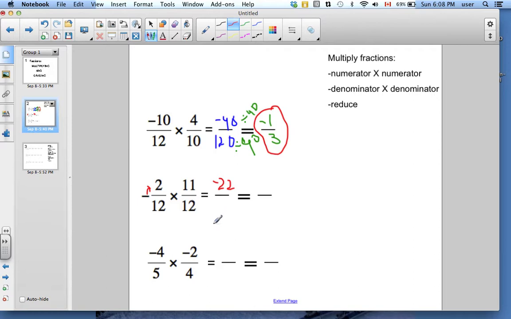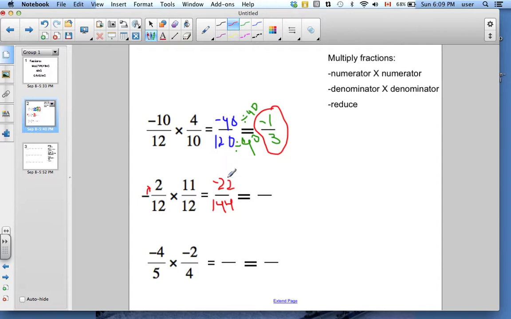The next thing I'd like you to do is multiply 12 by 12. You've already used this negative once with your numerator, so you're not going to use it for your denominator. So when we multiply 12 by 12, we get 144. Now you're going to reduce this. So you have to think about what negative 22, or just the number 22, is divisible by, that 144 is also divisible by.